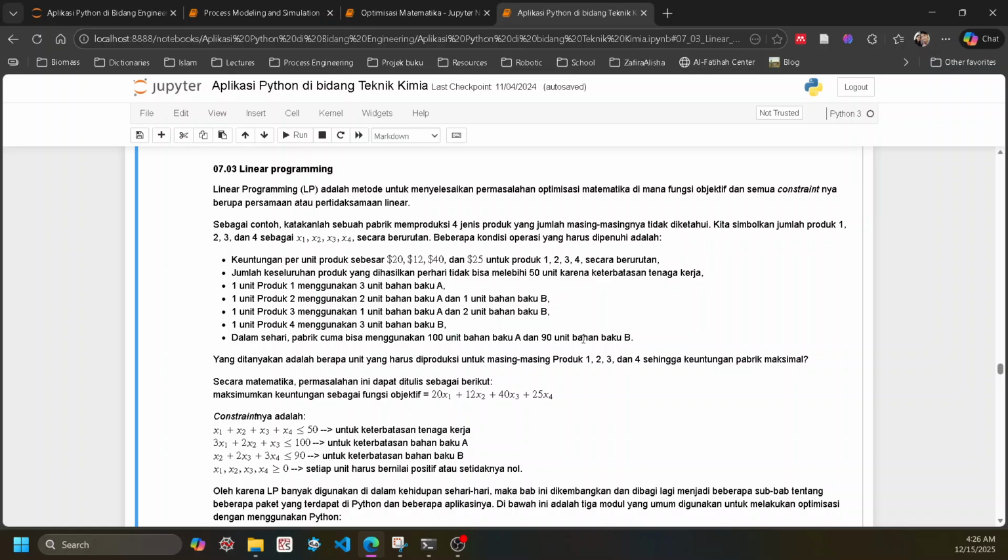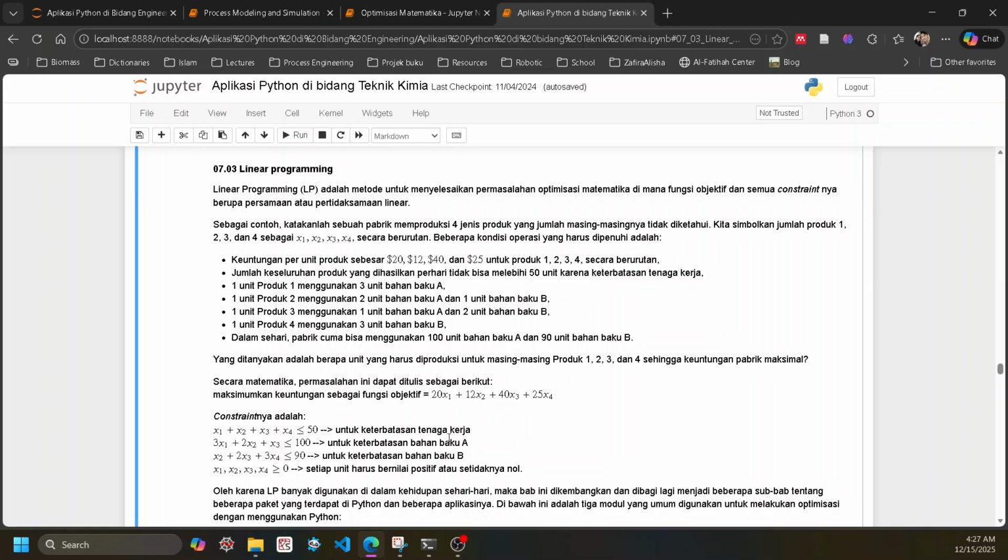And similarly for raw material B. Product one doesn't use any raw material B, so 1x2, and then 2x3, and then 3x4. So this is the case for raw material B, and then they all need to be positive numbers, right?